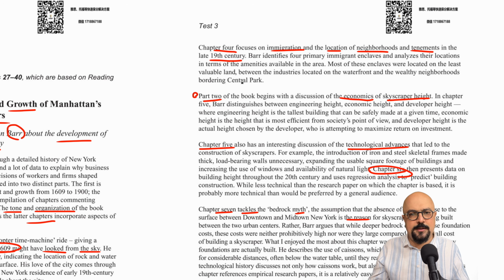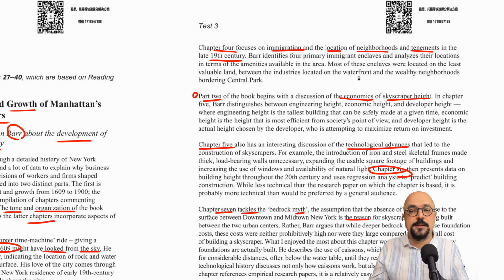On the least valuable land between... Okay, so the immigrants lived on the least valuable land between industries located on the waterfront. So this is the harbor, the waterfront. Harbors are where boats and ships stop and load things. So immigrants did not live there.